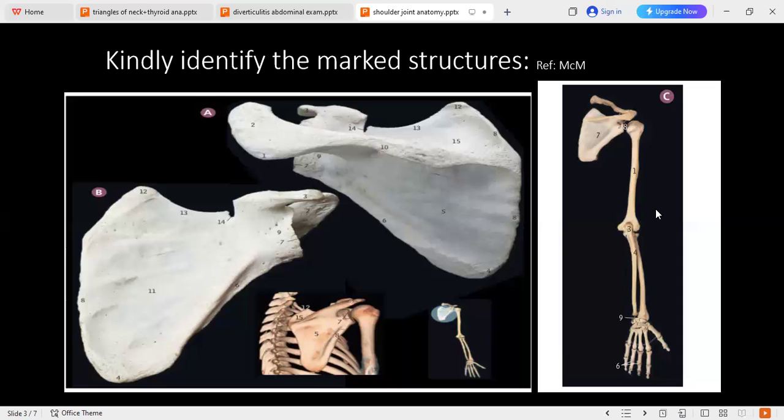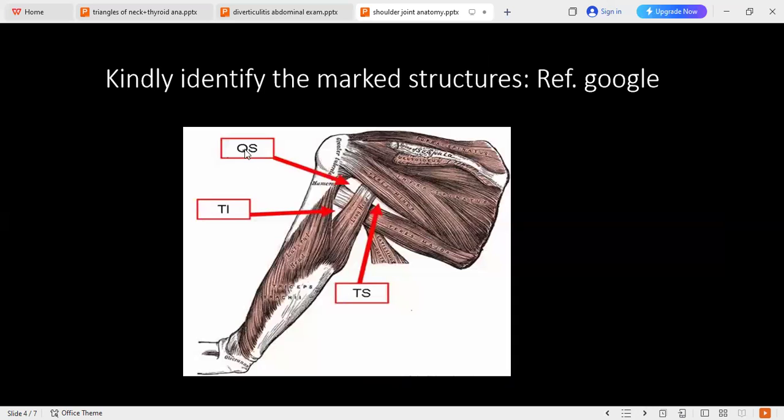You have already mentioned the quadrangular space. Please tell me the boundaries of the quadrangular space. Superiorly the teres minor, inferiorly the teres major, medially the long head of the triceps, and laterally the body of the humerus. Please tell me the contents of the quadrangular space. Axillary nerve and posterior circumflex humeral vessels, both artery and vein.